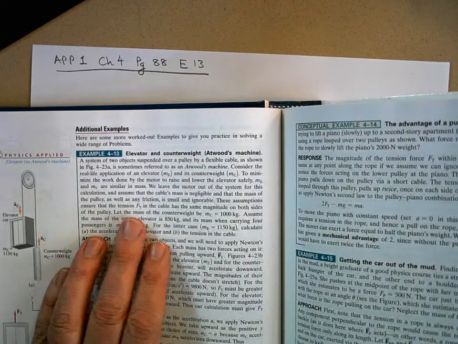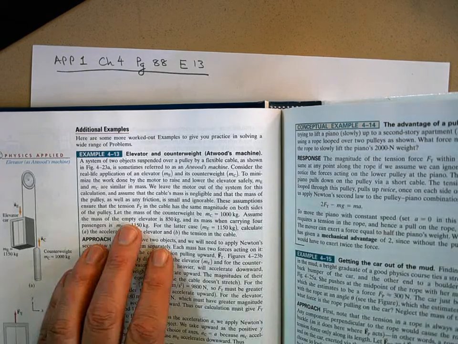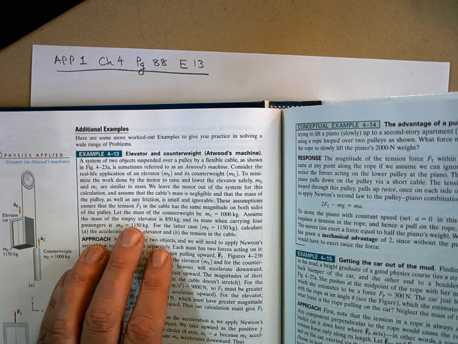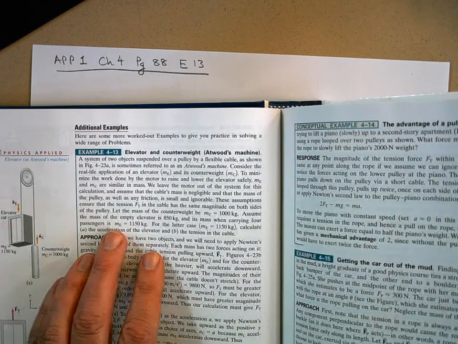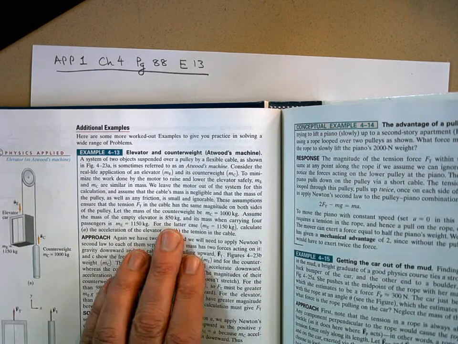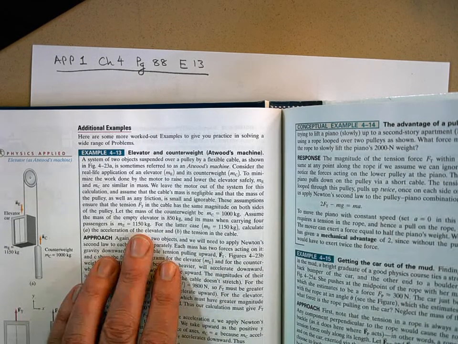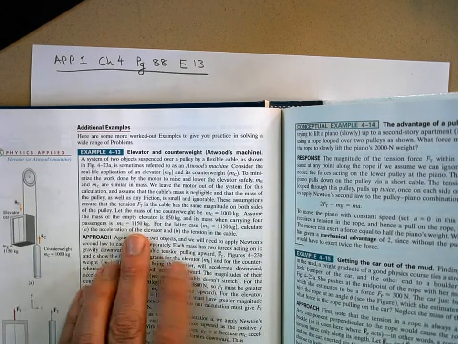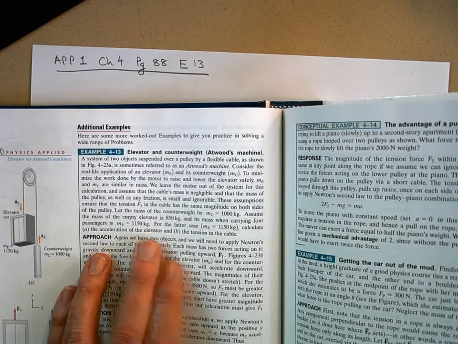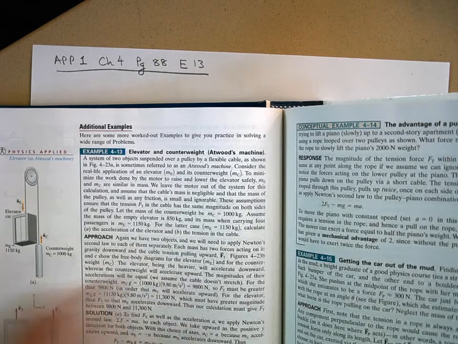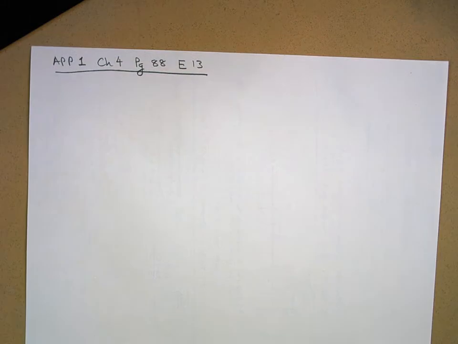These assumptions ensure that the tension in the cable has the same magnitude on both sides of the pulley, which is essential for solving the problem. Let the mass of the counterweight be 1,000 kilograms. Assume that the elevator has a mass of 850 kilograms and its mass when carrying 4 passengers is 1,150 kilograms. So that's the mass of the elevator. For the latter case, calculate the acceleration of the elevator and the tension in the cable. This is assuming that you're just releasing it. So this is kind of a contrived example.